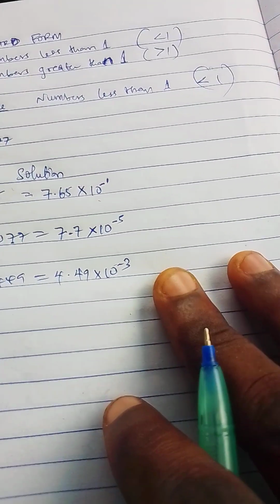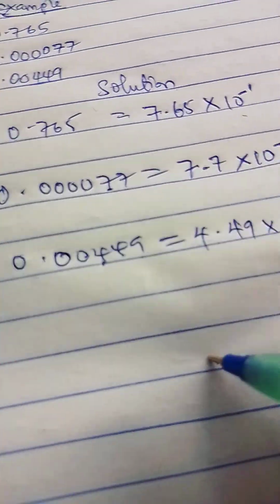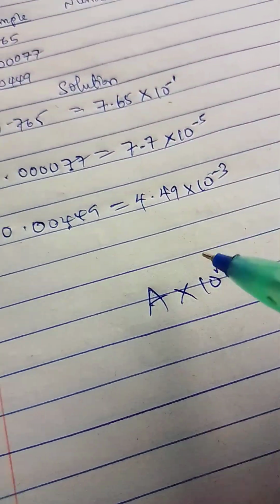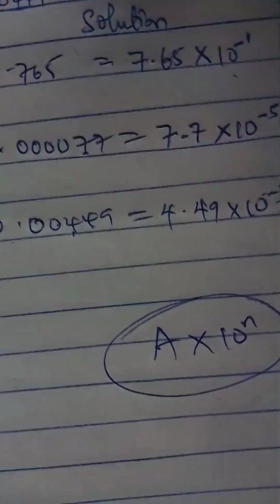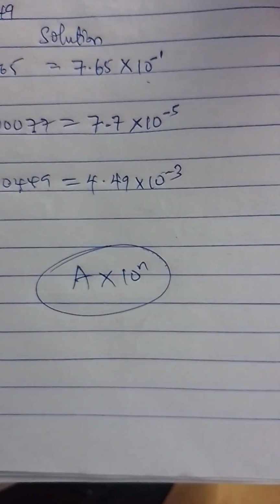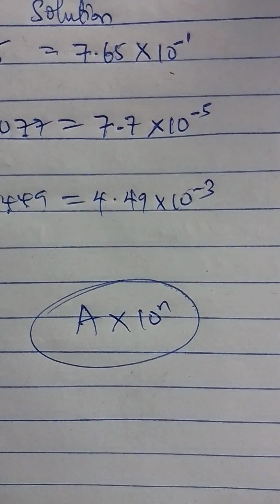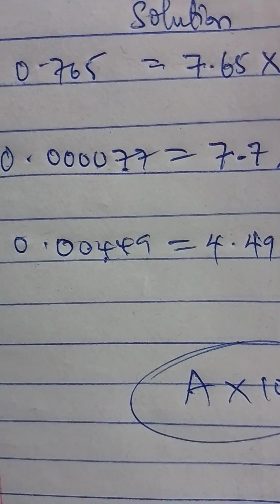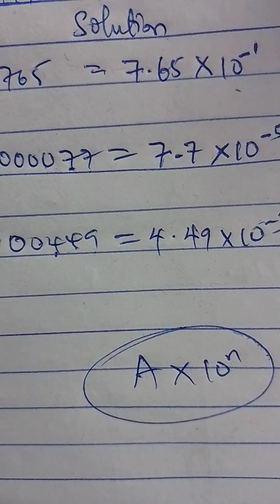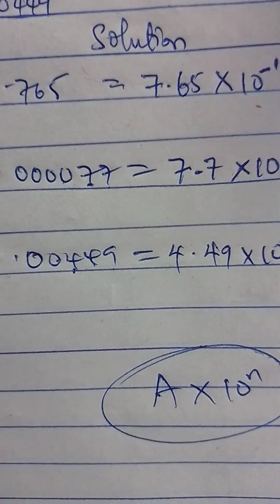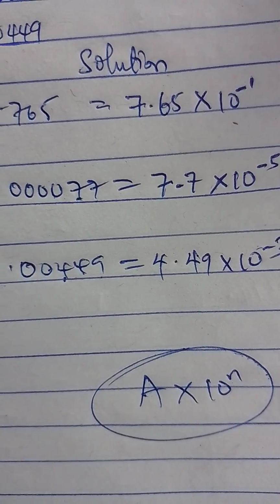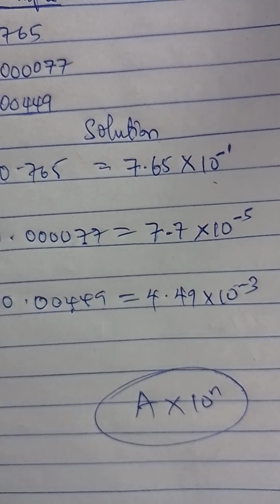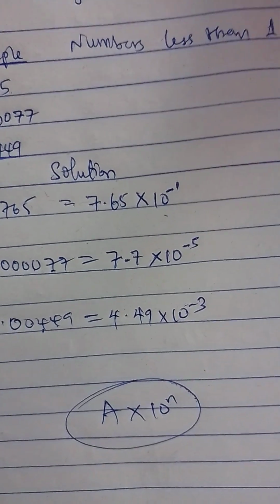So to write a number in this form is said to be in standard form. To write a number in this form is said to be what? In standard form. Where A is a number that is what? Greater than 1. The value of n is positive. Okay? When a number to be expressed in standard form is less than 1, the value is negative.